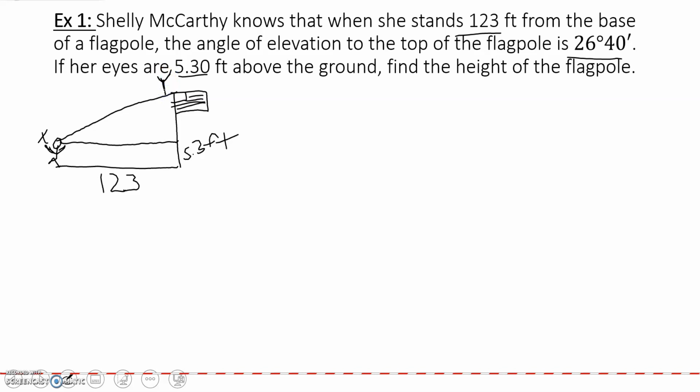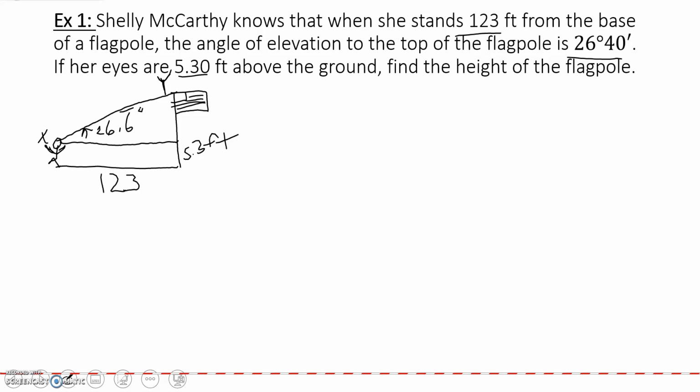Alrighty. And so that angle of elevation will be this angle here, which is 26 degrees and 40 minutes. Now, if you convert 40 minutes to degrees, that gives you a repeating decimal. That's 26.6 repeating degrees. You would do 40 divided by 60 to convert that to degrees.